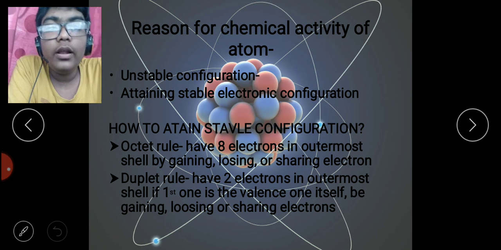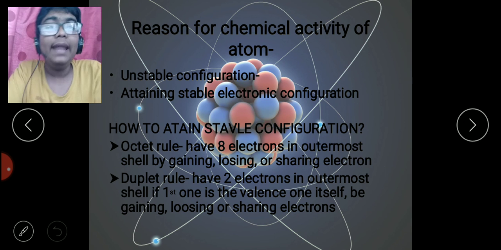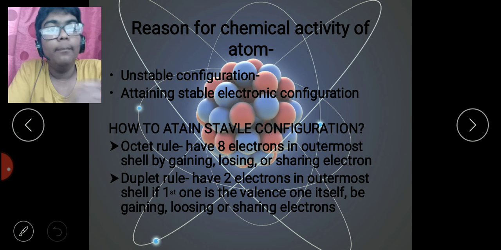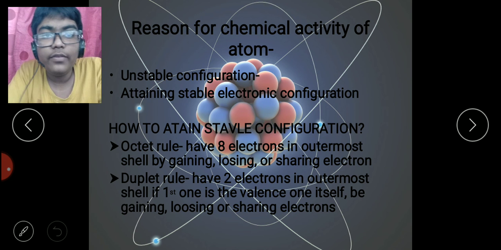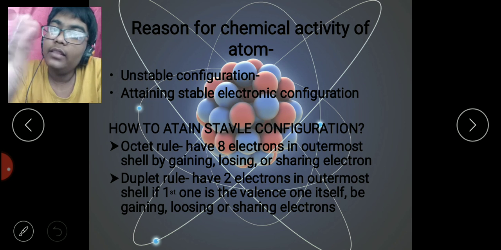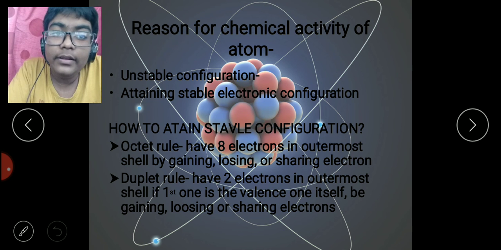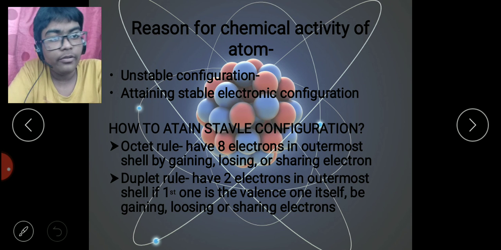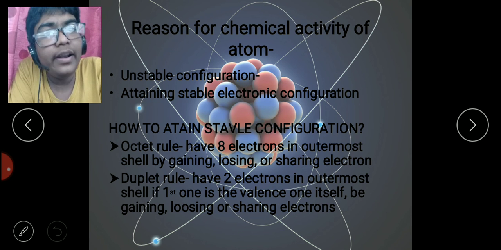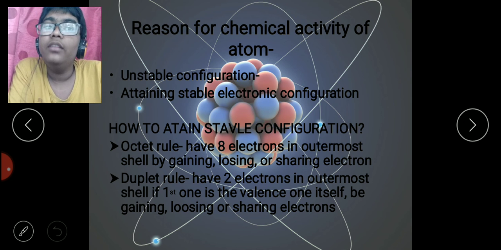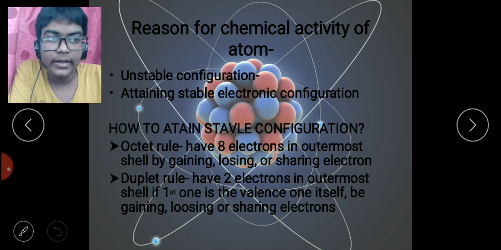For now, let's learn about the octet and the duplet rule. The octet rule is that you should have 8 electrons in the outermost shell. By gaining, losing, or sharing, whatever you want to do, you should have 8 electrons in the outermost shell. By that, the atom can become stable. Then there is the duplet state, where you should have 2 electrons in the outermost shell. This is possible only in very small atoms which have only one shell. If only one shell is present, then the duplet state has to be there.